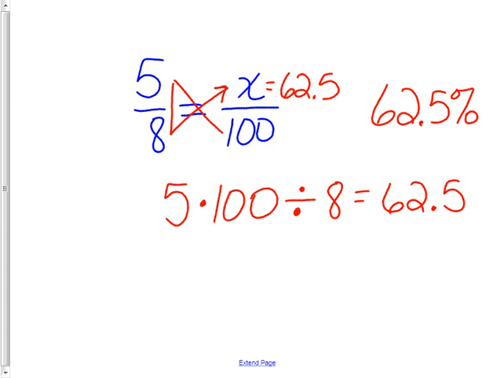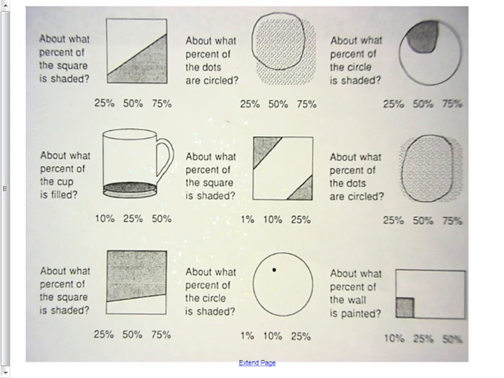Now, one of the reasons we want to use those common percents and have that in our head is because it's going to help us when we're estimating. And let's look at our first example up here on the upper left-hand corner. About what percent of the square is shaded?